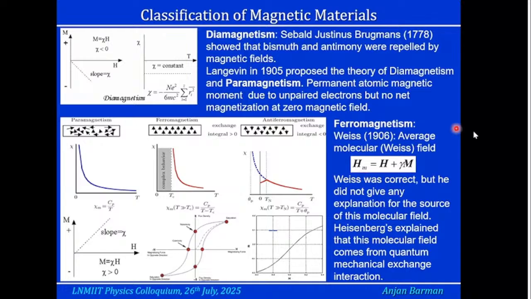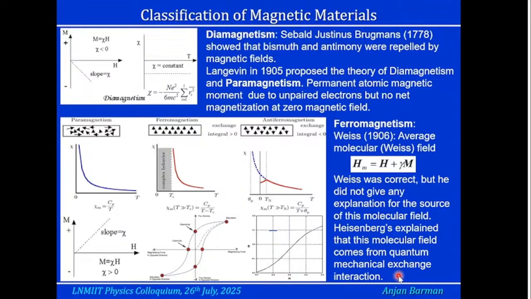Okay, so ferromagnetism was first described by Weiss by considering something called a molecular field, or the Weiss field, which is given by Hm equals H plus gamma m. But later it was found that Weiss was correct, but he did not give any explanation or microscopic mechanism of this molecular field. Later Heisenberg explained this molecular field, and it comes from the quantum mechanical exchange interaction.